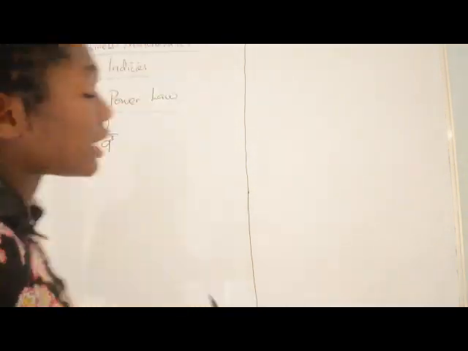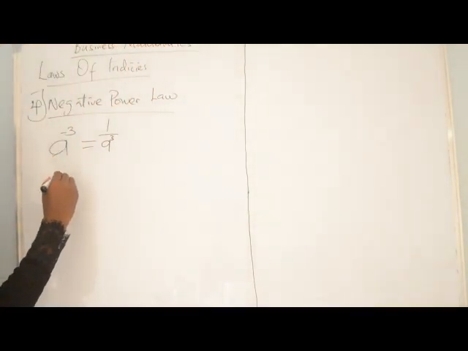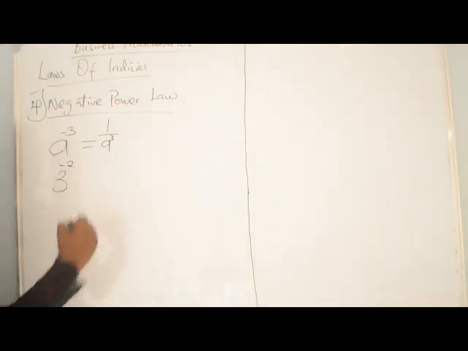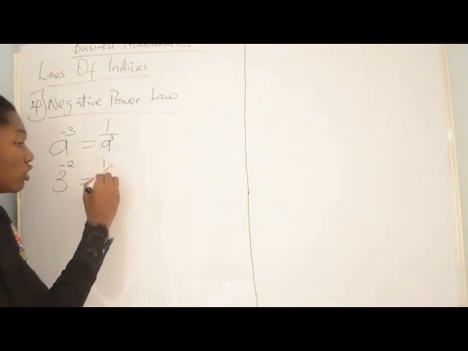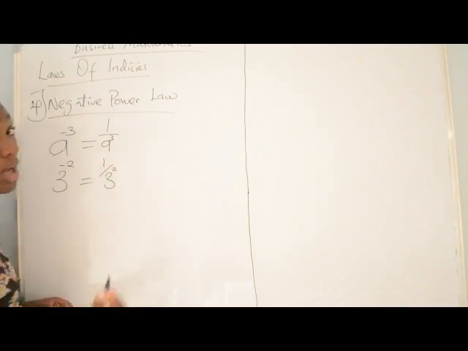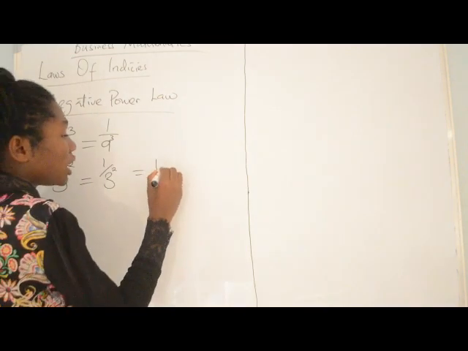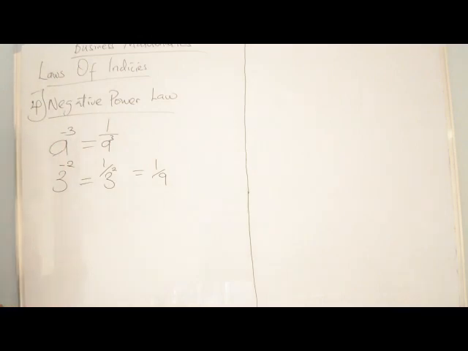Let's assume, we're all used to this, we have 3 raised to power -2. Because of this minus, we can also write it as 1 over 3 raised to power 2, which will be giving us 1 over 9. Alright, so I'm going to take our examples now.